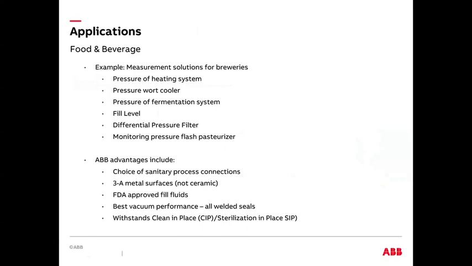In food and beverage, same thing. We have, like I mentioned before, things that are FDA approved, the different types of processes, heating, cooling, the fill levels. We have the sanitary connections. We have 3A metal surfaces. We have very good vacuum performance with our all welded seals. And a lot of times in food and beverage you're going to be using clean in place or sterilization in place. And we have products that withstand that, and you don't have to do anything different when you use those processes.